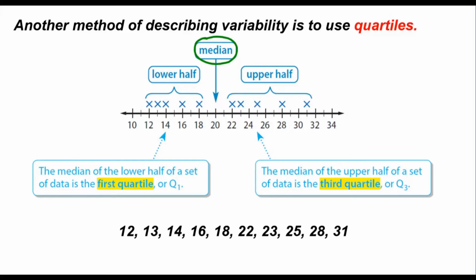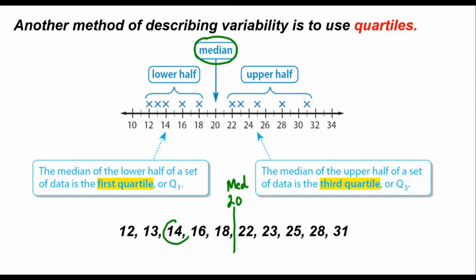So I've got this dot plot listed here below, the values listed in order from least to greatest. So the median is 20. That's the value that cuts our data set in half. That's the median, and we talked about that in the last video. Now what we're going to do is take the lower half of the data and cut it in half again. So it's like we're going to find the median of the lower half. And the lower half of the data set has 5 values.